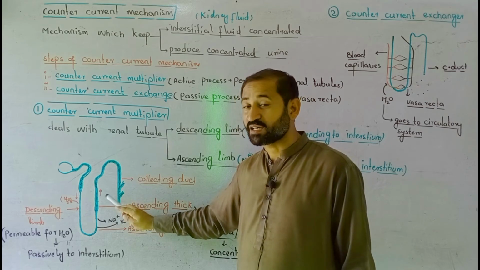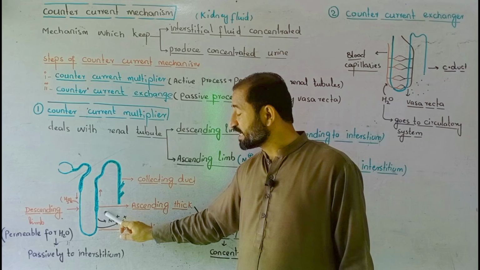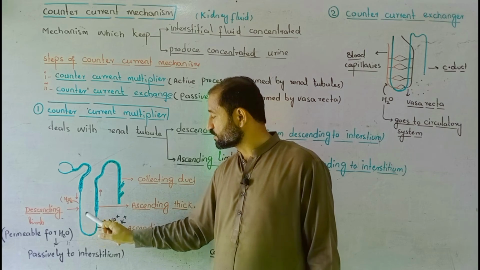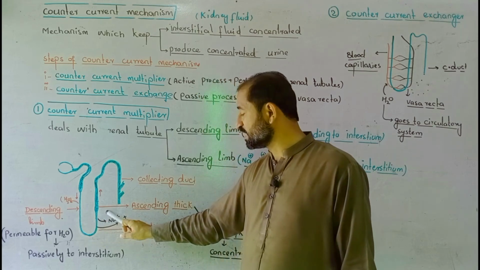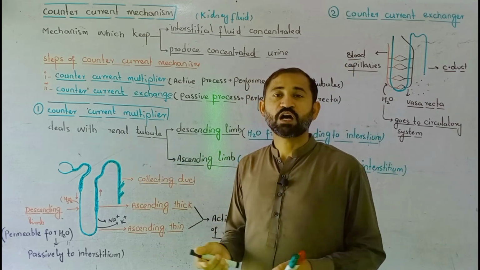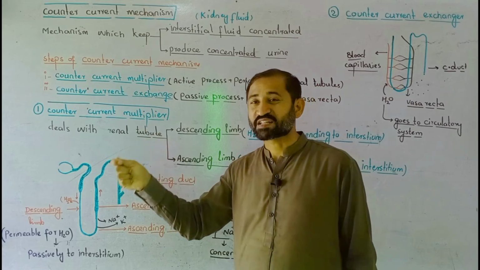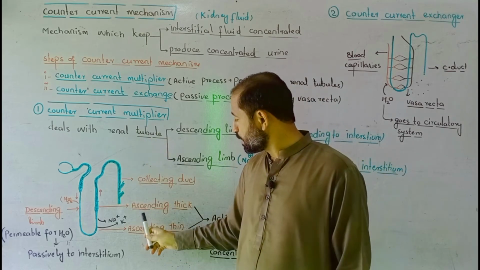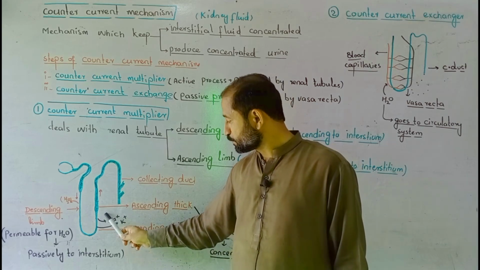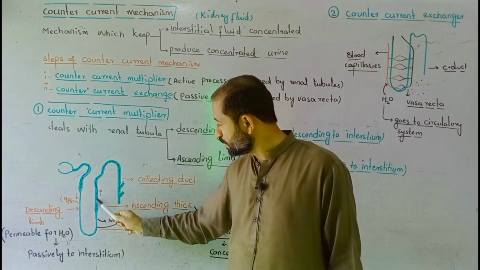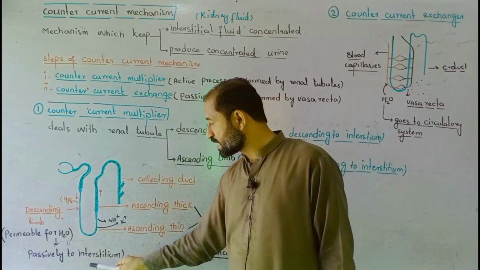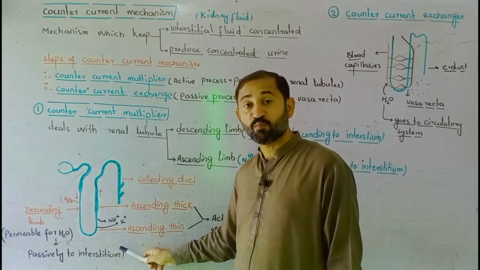In the ascending limb of the renal tubule, it is permeable for salts, whereas the descending limb is permeable for water. The descending limb is permeable for water, whereas the ascending limb is permeable for salt. So the countercurrent multiplier involves the movement of salt from the ascending limb to the interstitial fluid. From the thick and thin parts of the ascending limb, sodium, potassium and chloride ions move from these tubules outward, and that's why the outer part, or the interstitial fluid of the kidney, becomes more concentrated.